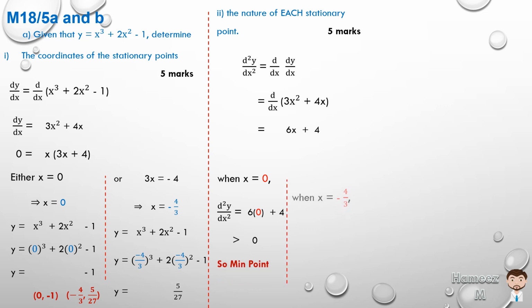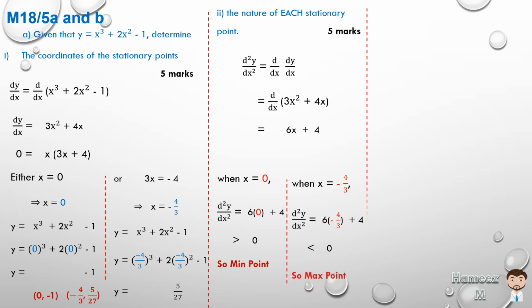And for the second stationary point, then d2y dx squared is equal to 6 by minus 4/3 plus 4. 6 by minus 4/3, 3 into 6, 2, 2 4s are 8, so again minus 8 plus 4, and that works out to be minus 4, which is less than 0. So that indicates that the second stationary point is a maximum.